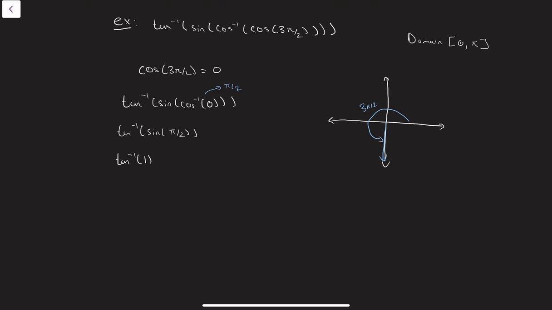And the only place within the domain where tan is equal to 1, there's only one point, is pi over 4, because that is the point where cos and sine are the same. So that's actually not that bad. It looks a little bit scary, but breaking it down, we can solve it very straightforwardly.